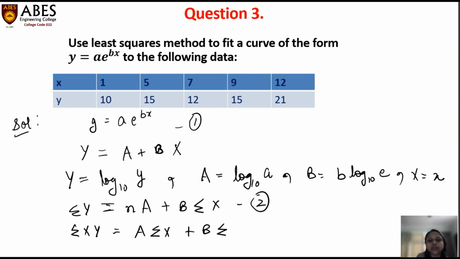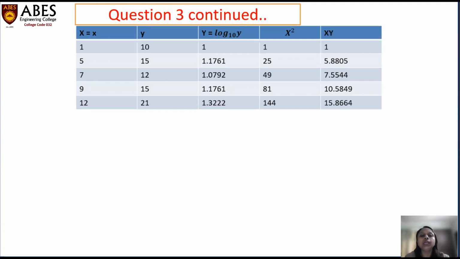Plus b summation of x square. So we need to find the values of summation y, summation xy, summation x, and summation of x square from the given data. So we will form the table accordingly, the constants we need. So here is the table. Capital X will play the role of small x only. This is the given value of small y.